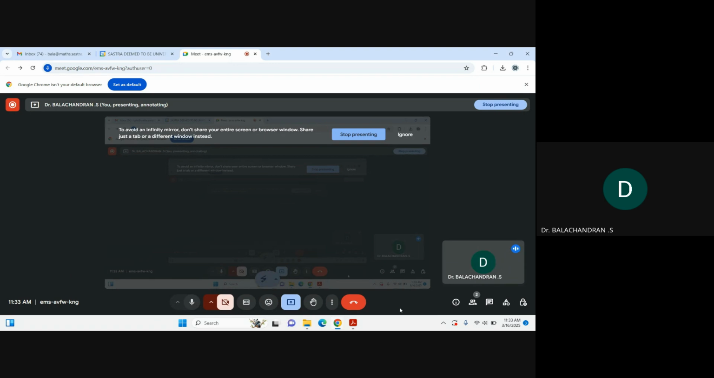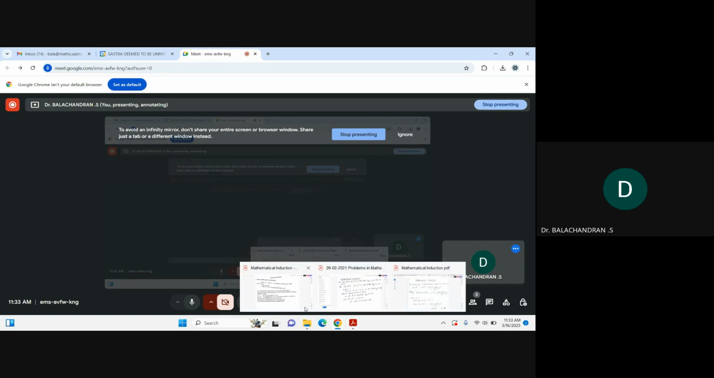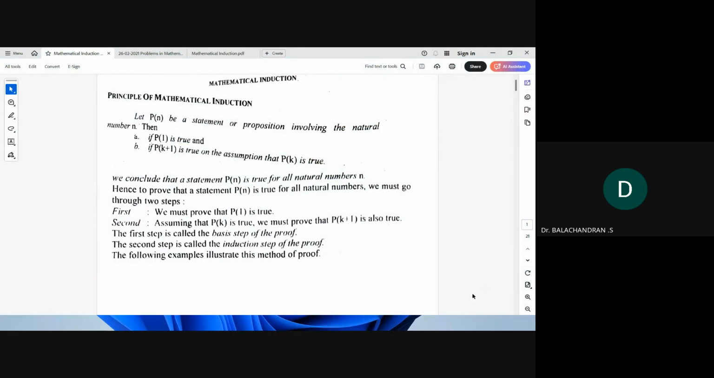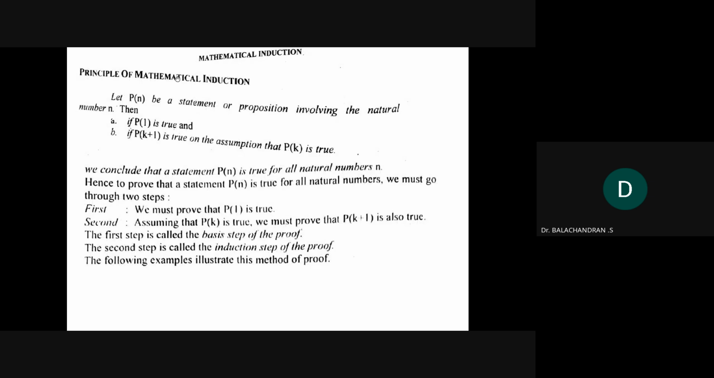In this class, we are going to discuss problems in mathematical induction. As a principle of mathematical induction.